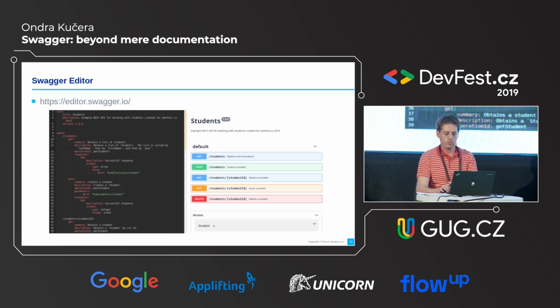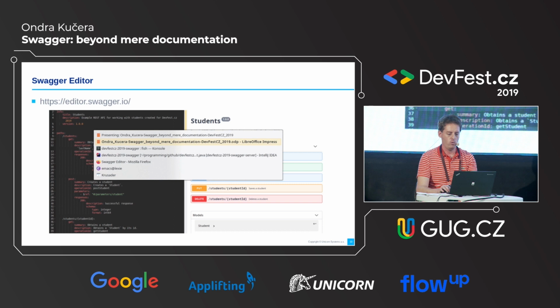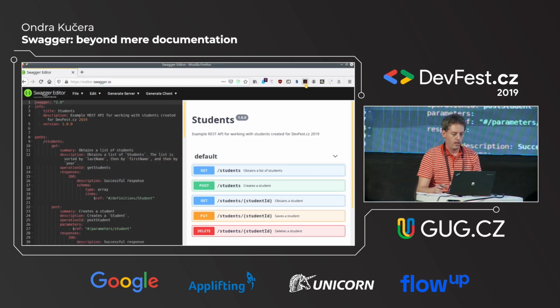So how can you start with Swagger if you've never seen it? I highly recommend this online editor, editor.swagger.io. I have it here somewhere. Yes. This is my example Swagger that I will be using today. It has just one entity, student, and I will be getting a list of students and creating new student and updating students. You know the deal. And this is how Swagger looks like. It's quite understandable, I think.